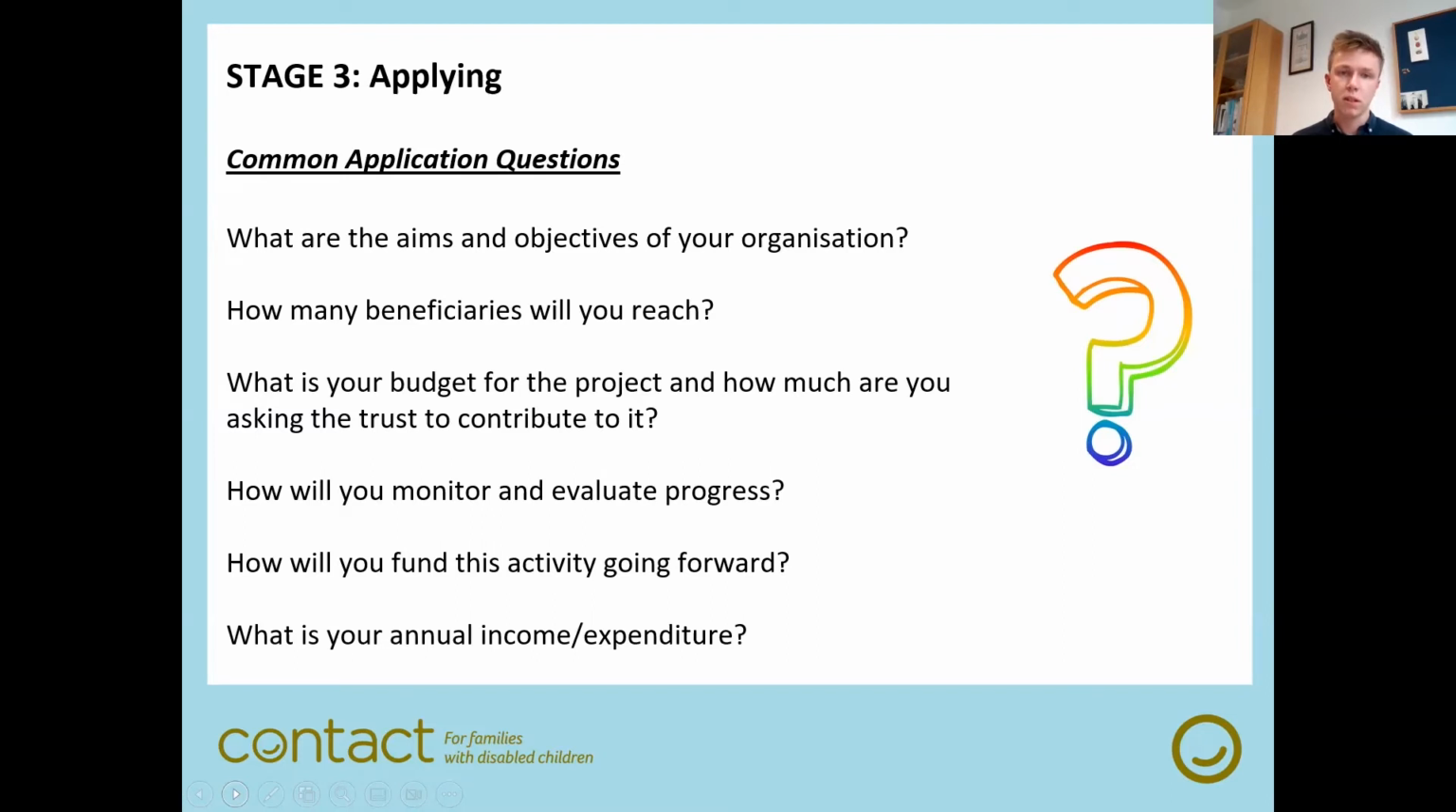But it's important with this, and this links to stage 4 which we'll go on to, that whatever you say you're going to do in your funding application, you are going to need to report back on. So if you say you're going to reach, let's say, 10 families with this project, you're going to want to set that as a realistic target. Are you going to be able to reach 10 families? Because the trust is going to ask you to report back on whether you reached 10 families, and if not, why not?